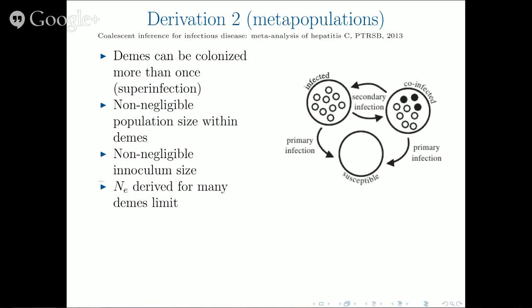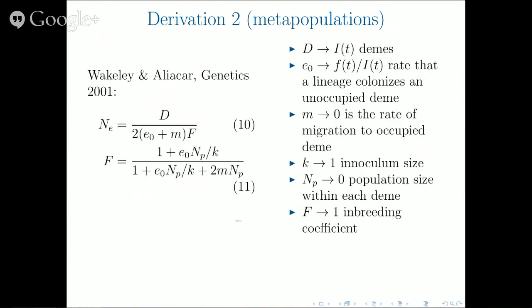In a previous result, effective population size was derived for such a model in the limit of a large number of demes. That derivation is actually due to a paper in 2001 by Wakeley and Aliakar. This is the equation. I'm not going to derive this at all, don't worry. I do want to point out one thing about this equation, however.